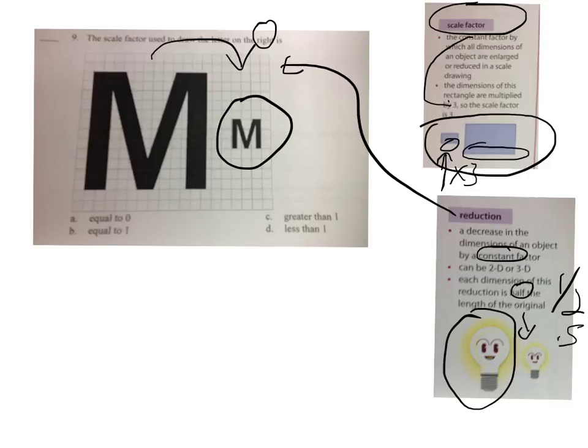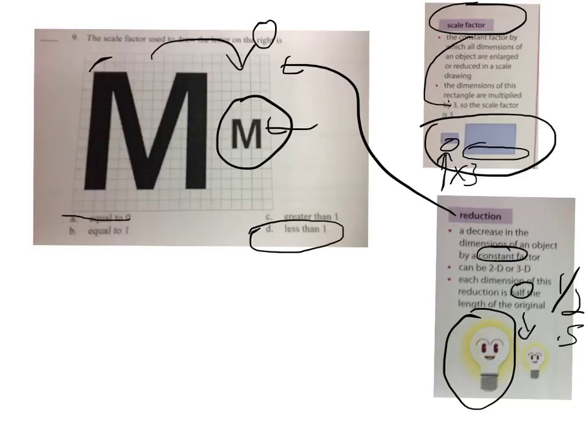So your options are A equal to 0, B equal to 1, C greater than 1, or D less than 1. Well, it can't be equal to 0. Equal to 1 would mean that this m here on the left would be exactly the same as the m on the right, so it can't be that. Greater than 1 would mean that the second m would have to be bigger. That is what an enlargement would be. So definitely it'd be less than 1.